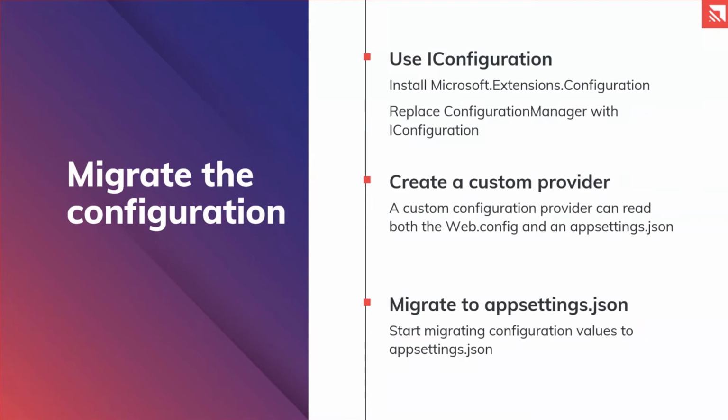And if you want to do this incrementally over time, the best way of doing that is installing the NuGet package you need, and then start replacing ConfigurationManager with IConfiguration that you inject into your classes where you need it. What you can then do is create a custom provider to read config values, and we'll look at how that can look in the next slide. But basically what you want to do here is you want to read the web.config values, and you also want to read the appsettings.json for a period of time, so you can incrementally migrate over your values.